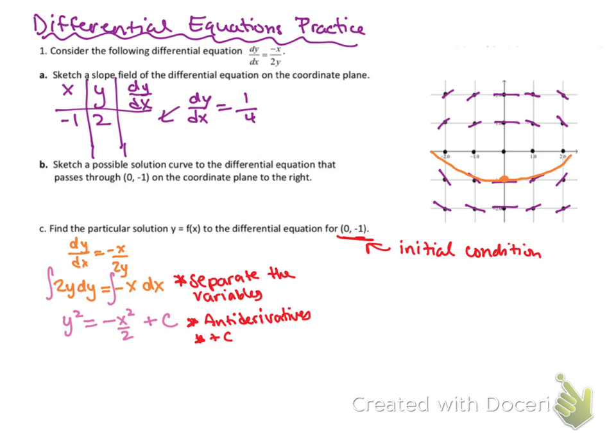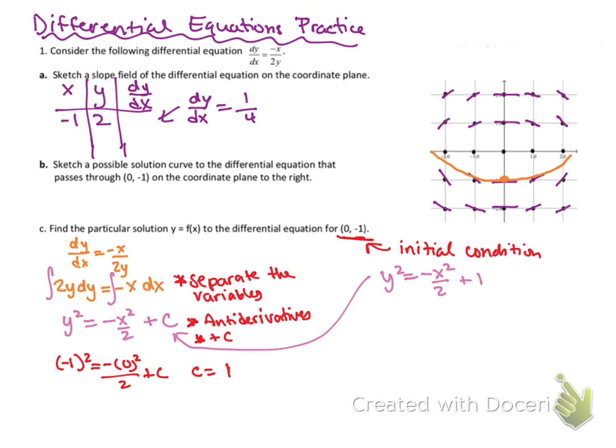And we use it by plugging in -1 for y and 0 for x. And if you solve that out, you are going to get c is equal to +1. So once you have that, you're going to then plug the c back into the equation that you had right there. We get y squared equals negative x squared over 2 plus 1.